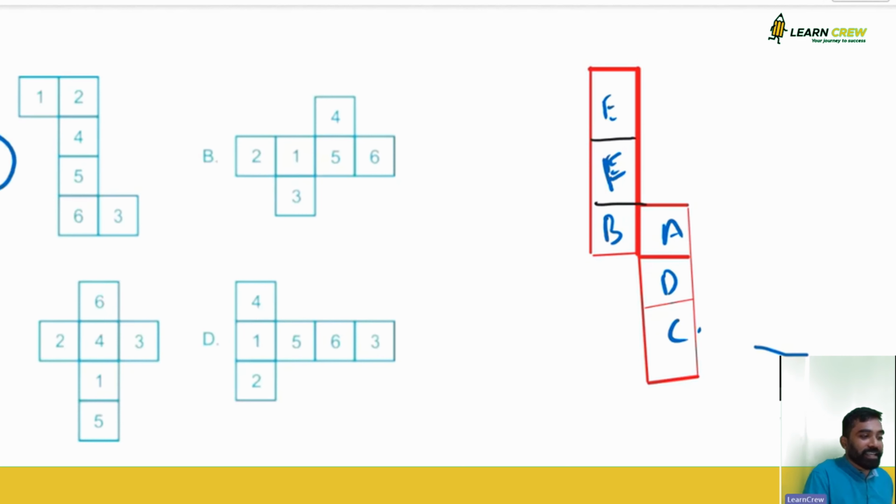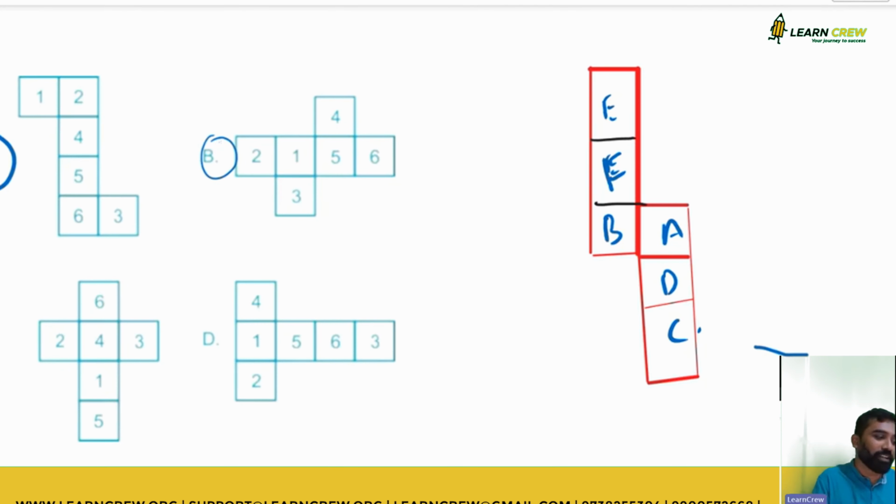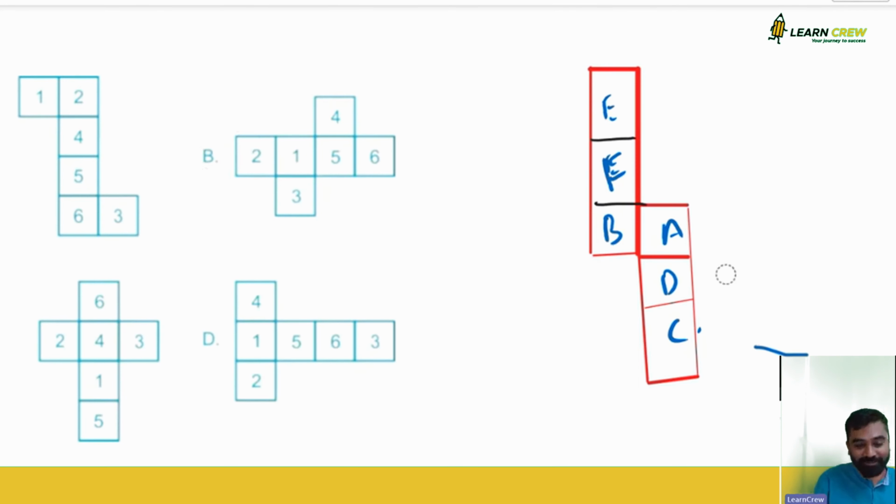In figure number A, 1 is opposite to what? What is it opposite to? 1, 3. Yeah. What is opposite to 4? In B, what is opposite to 4? In C, what is opposite to 4? Okay, for the others.